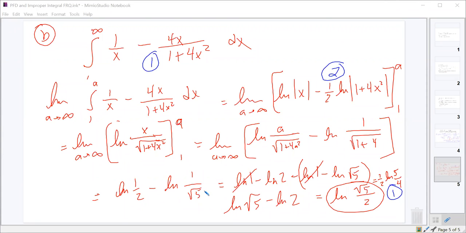Natural log of 1/2 minus natural log 1 over root 5 should be fine, yeah. I mean, there's nothing that says that this is better or worse than this, other than this just looks nicer. But they don't specify to simplify it down to something with no radicals, so you should be fine if you left it.